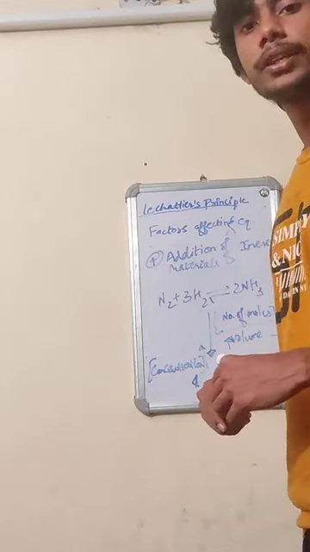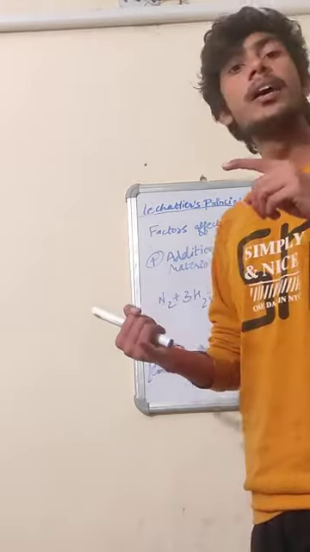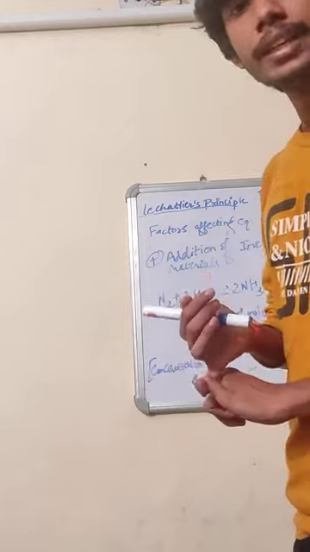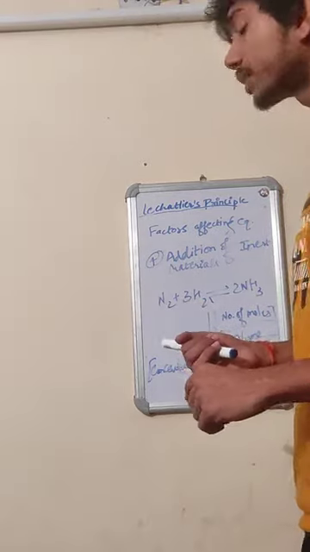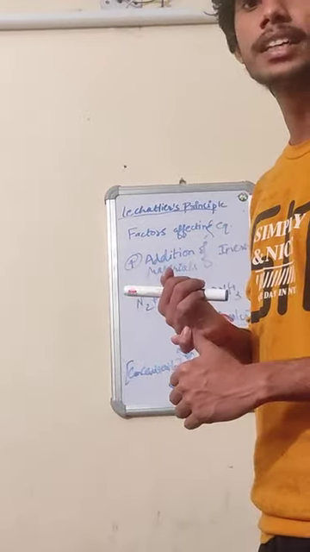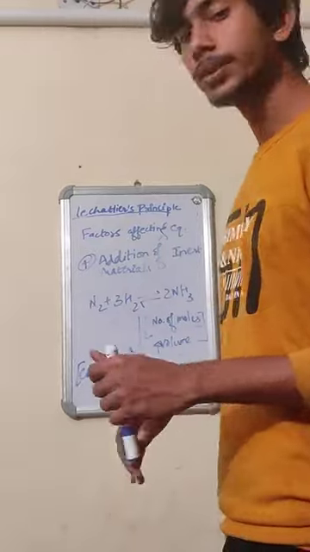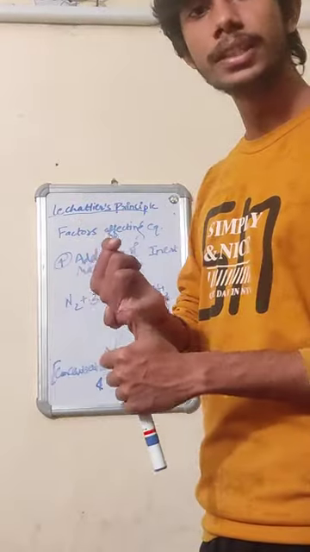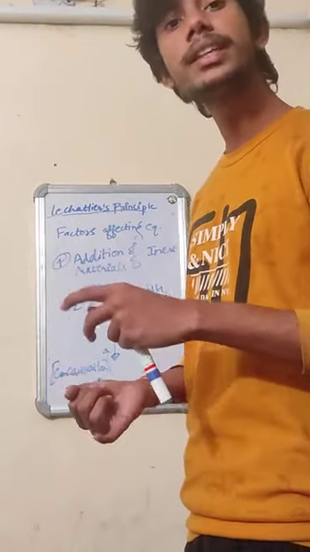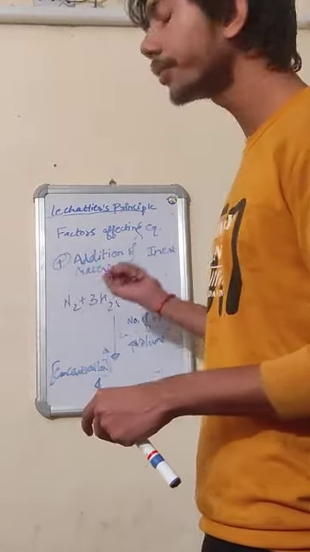So let's conclude it here. What we have discussed, first of all, is why we need Le Chatelier's principle. Then we discussed what is Le Chatelier's principle. Then we discussed the factors affecting it. So let's recall the factors. First one is concentration, second one is change in pressure, third one is change in temperature, and the fourth one is addition of inert materials.